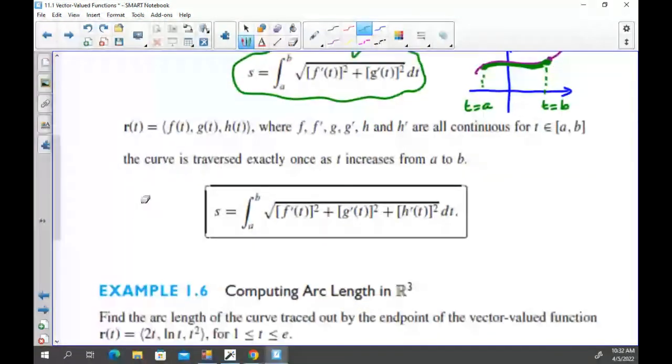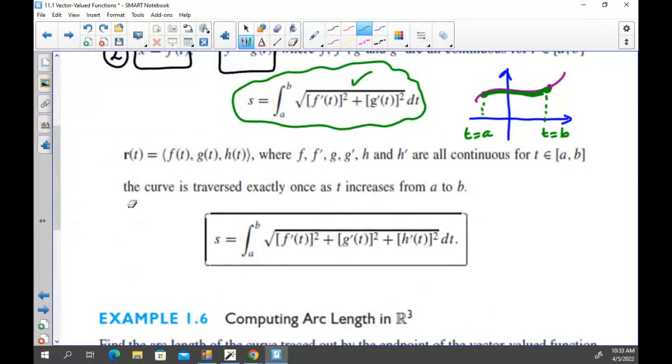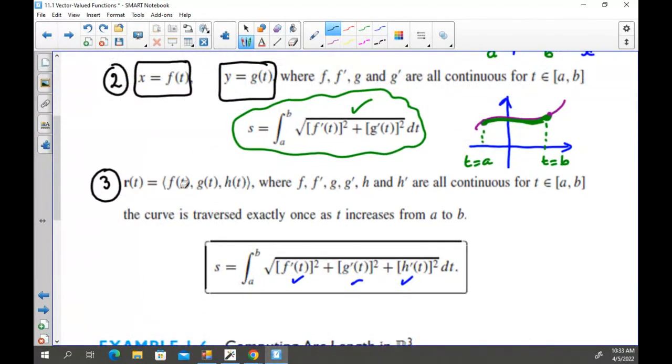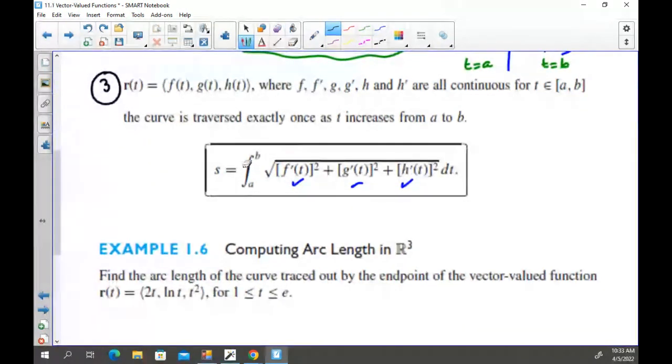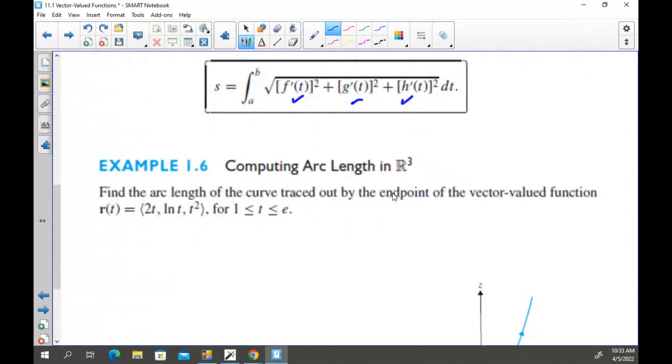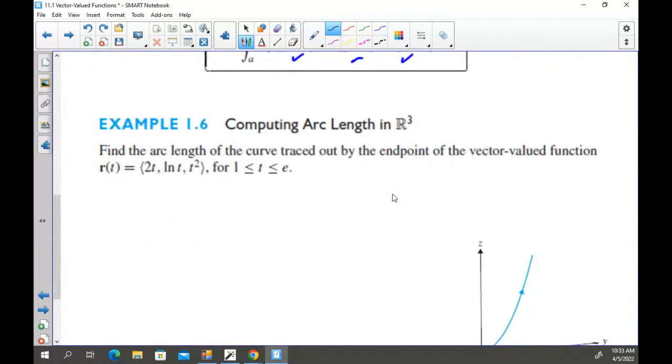And finally, in 3 dimensions, it's very similar, except that this time we have 3 functions. So number 3, we have r this time, f, g, and h of t. And you need to find the length of the curve from t equal a to t equal b. Then you need to use this formula. So here is an example now. And let's see how we can do this.